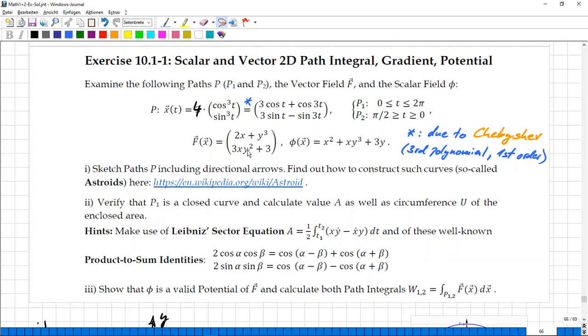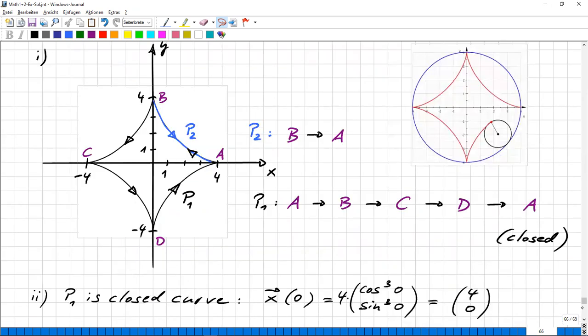But this time we want to just check it. Just remember, please, we already proved that path P1 is a closed path. And if you want, we already proved that P2 is an open path. Just look at this little sketch again.